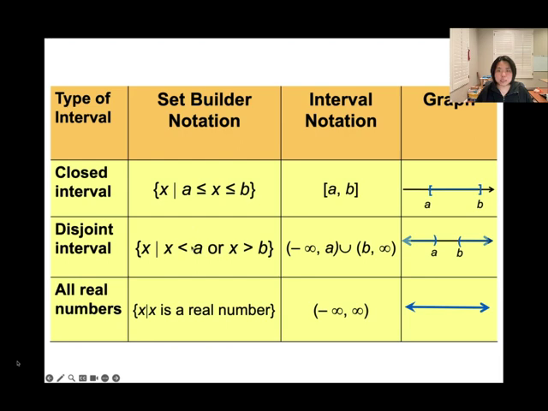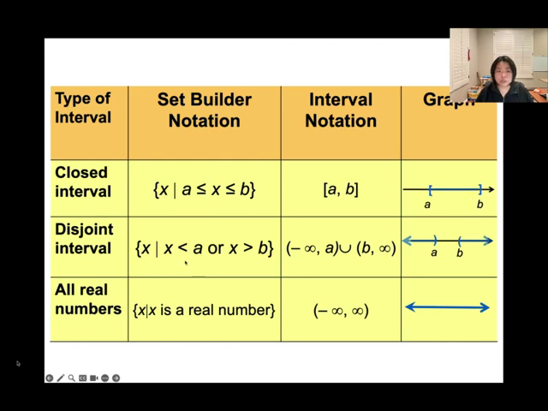Okay, a couple more examples. This one, x is in between a and b, and we're using greater than or equal to or less than or equal to. That's why in our interval notation, we use the bracket. When you're graphing, it's also using the brackets.